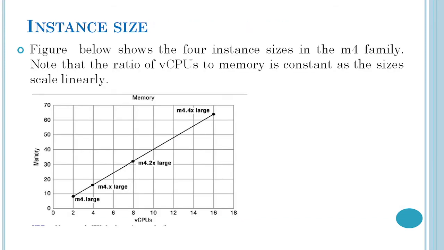Now, within each instance family, there are several choices that scale up linearly in size. The figure shows the four instance sizes in the M4 family. Note that the ratio of virtual CPUs to memory is constant as the sizes scale linearly. The hourly price for each size scales linearly as well. For example, the M4 extra large instance costs twice as much as the M4 large instance. So here you can see that the ratio of virtual CPU to memory is constant as the sizes scale linearly.